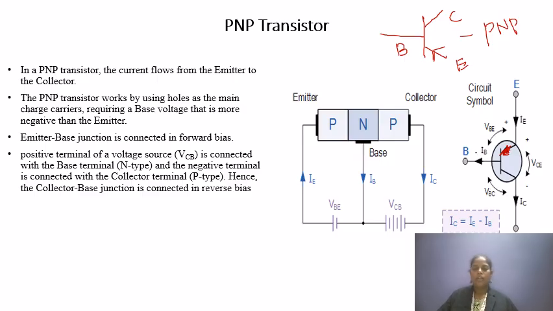See the structure. Now this acts as J1 and this acts as J2. Correct? In this, the main thing is holes. What do you want to keep in mind here? The main charge carriers are holes. In the case of NPN, electrons are the main charge carrier. In the case of PNP, holes are the majority charge carrier.